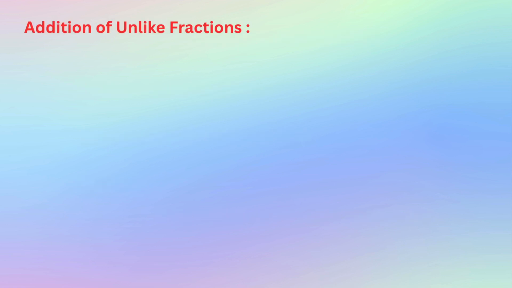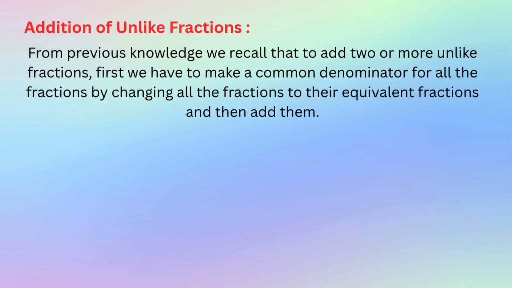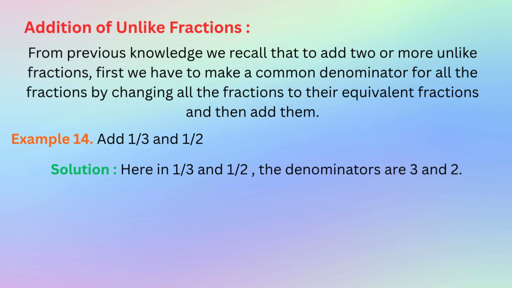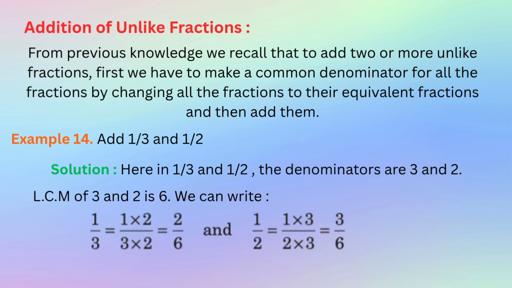Addition of unlike fractions. From previous knowledge we recall that to add two or more unlike fractions, first we have to make a common denominator for all the fractions by changing all the fractions to their equivalent fractions and then add them. Example 14. Add 1/3 and 1/2. Solution. Here in 1/3 and 1/2, the denominators are 3 and 2. LCM of 3 and 2 is 6. We can write 1/3 plus 1/2 equals 2/6 plus 3/6 equals 2 plus 3 divided by 6 equals 5/6.